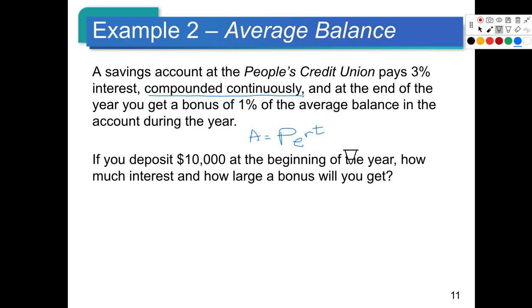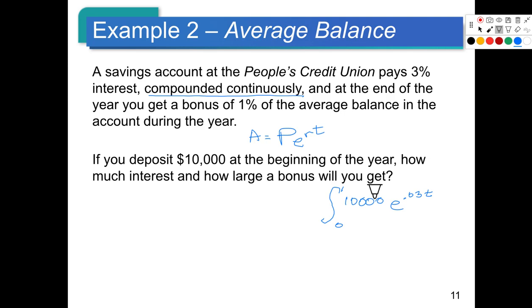So this is a rate of growth. The way we set this up is P is the principal, E is just a number, and the rate is 3%, so we put that in as 0.03, and T is our variable, time. If we integrate this, we will get the total value over the time period. At the end of the year, you get a bonus, so we're going to leave the money in there for 1 year. So from 0 to 1. We put it in, 1 year later, we're going to take it out.